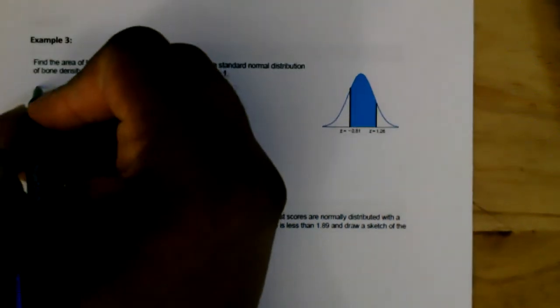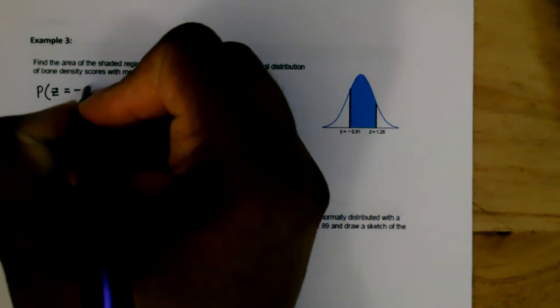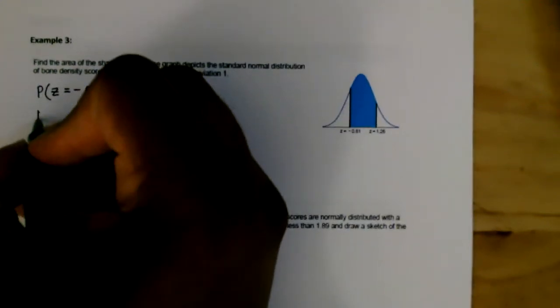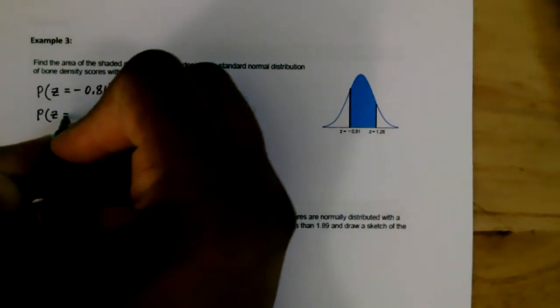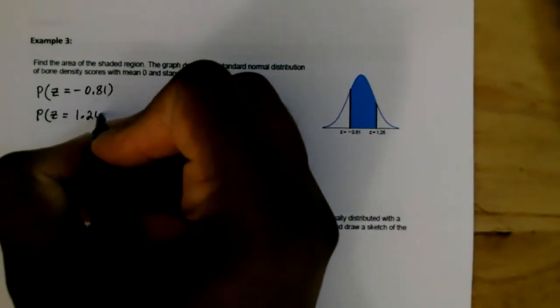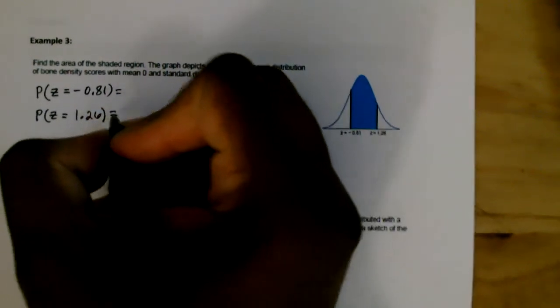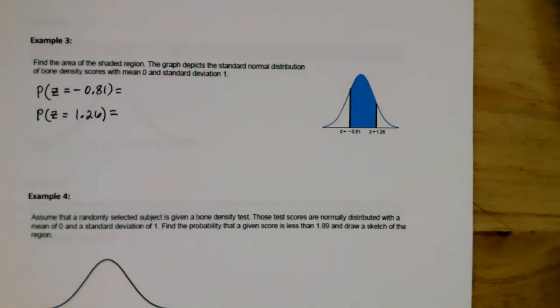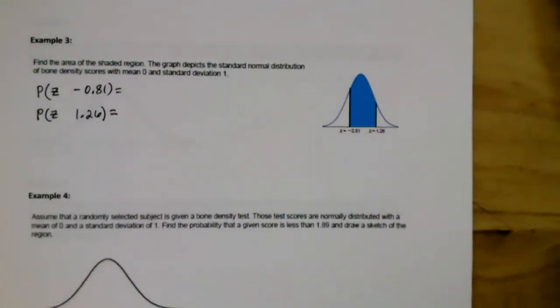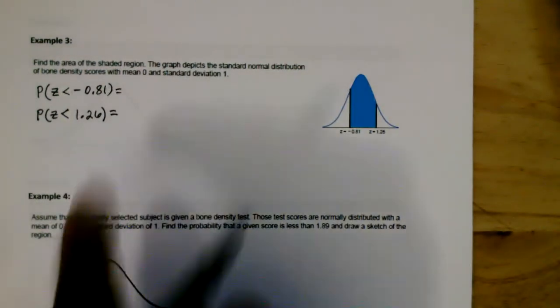So I need the probability of z being less than negative 0.81. And I also need to find the probability that our z is less than 1.26. And we can say less than because we're looking for the cumulative area on the left anyway. And then once we find those probabilities, we will subtract those 2 areas. Now it gives the area in between the 2. So let's start off with negative 0.81.